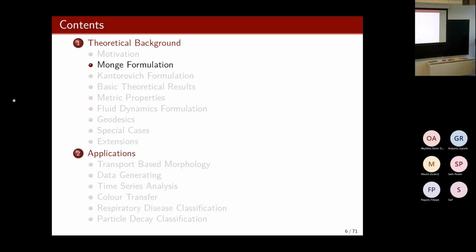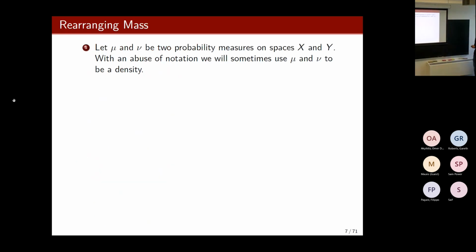I'm now going to talk a little bit about the formulations of optimal transport. I'll start off, in historic order, with Monge. We have two probability measures, mu and nu, on the space x and the space y. I warn you now that I'm going to abuse my notation. Most of the time these are going to be probability measures, but sometimes they'll be densities of the probability measures.